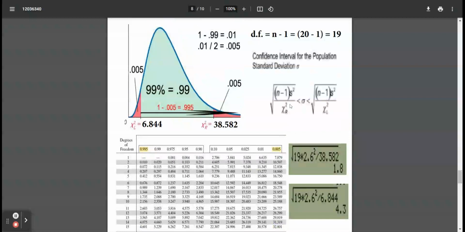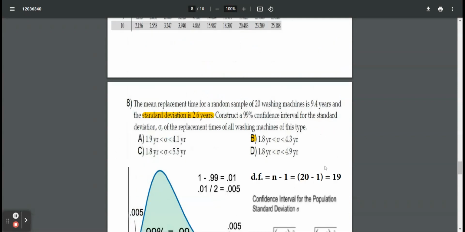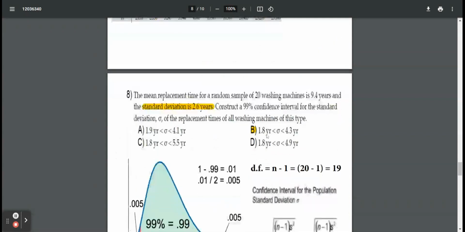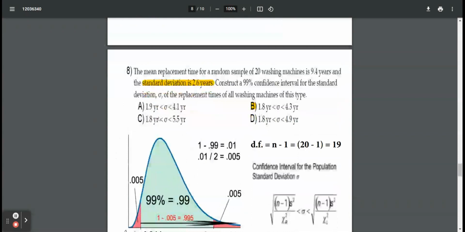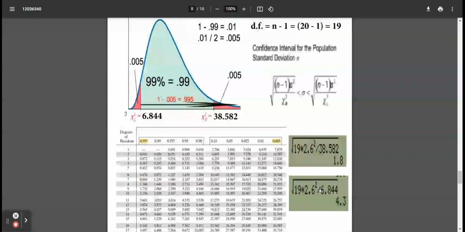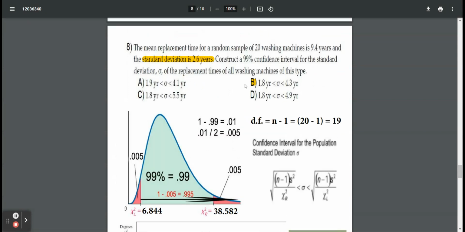All right, doing chi-squared right first. There's my n minus 1. 20 minus 1 is 19. There's my s value squared. There's my chi-squared right, 1.8. Well, there's three answers that start out with a lower limit of 1.8. So I have to do the upper limit. Upper limit 19, which is my n minus 1. S is still 2.6. I'm squaring it, dividing it by my chi-squared left score of 6.844. And I come up with exactly 4.3. Voila, letter B, spot on.